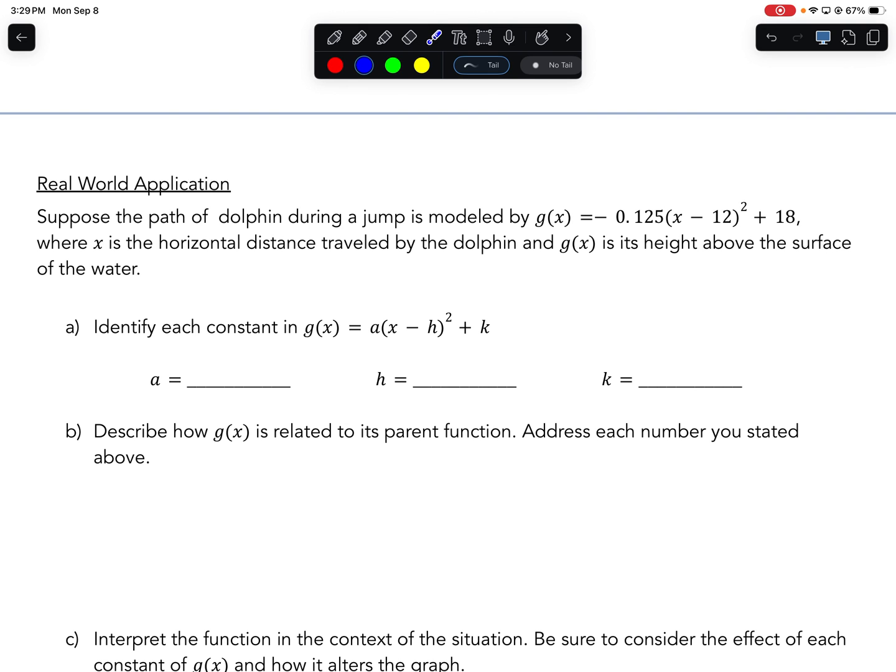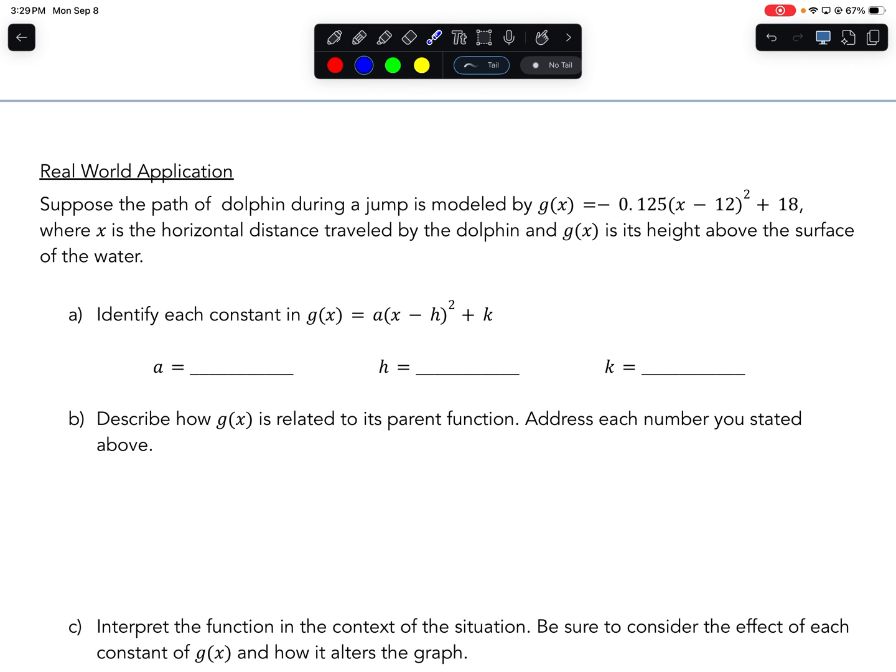Okay, so last problem, real world application. Suppose the path of a dolphin during a jump is modeled by the equation g of x equals negative 0.125 times the quantity, that's how you read parentheses in math speak, the quantity x minus 12 squared plus 18, where x is the horizontal distance traveled by the dolphin. Technically h is a horizontal distance, and I see what they're saying.